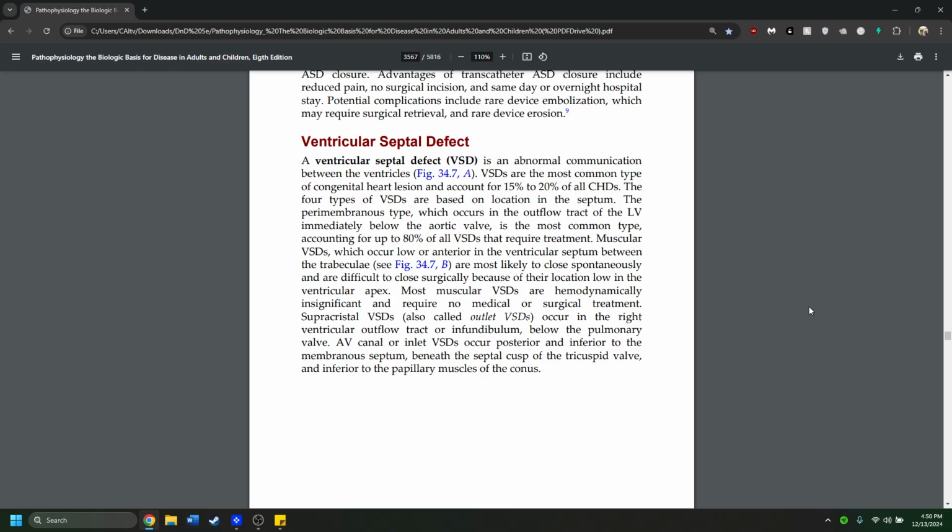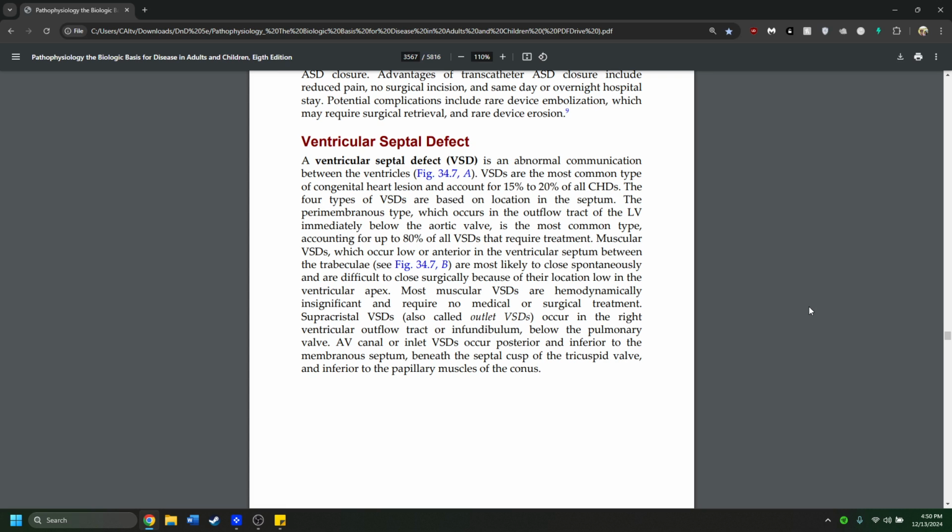Muscular VSD, which occurs below or anterior in the ventricular septum between the trabeculae, are most likely to close spontaneously and are difficult to close surgically because of the location low in the ventricular apex. Most muscular VSD are hemodynamically insignificant and require no medical or surgical treatment.